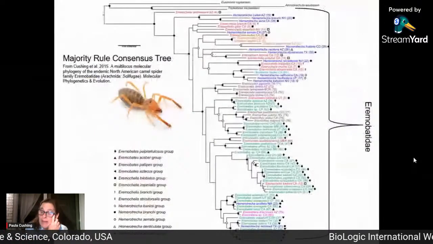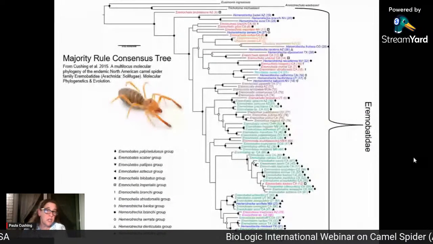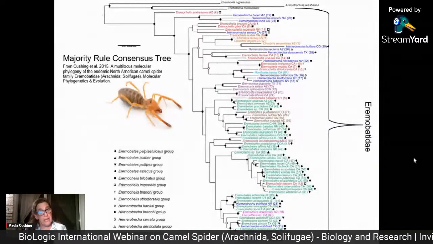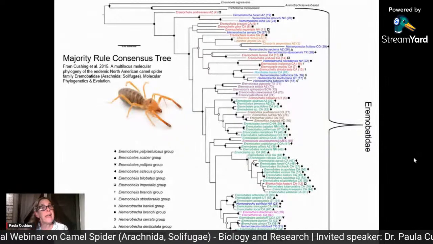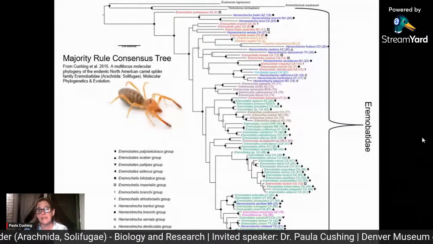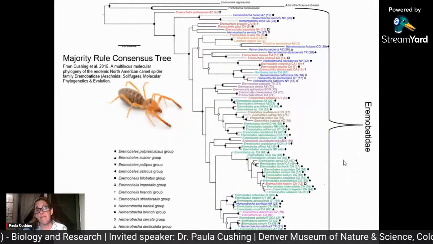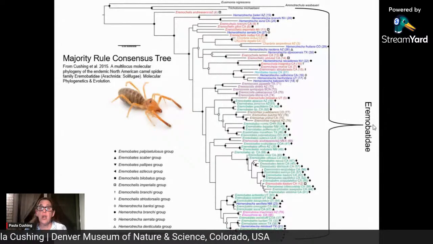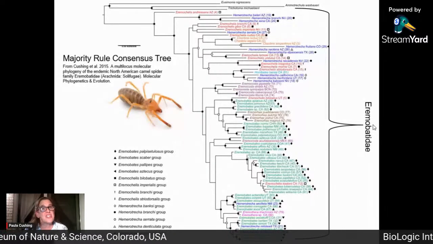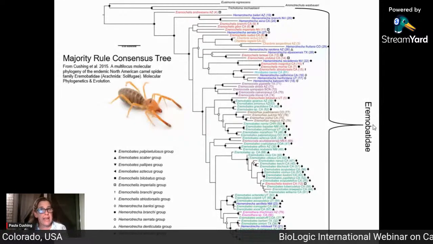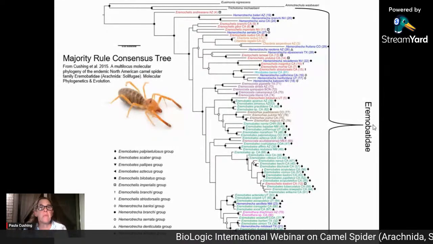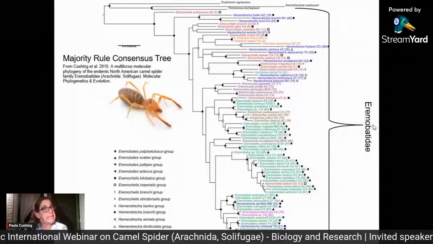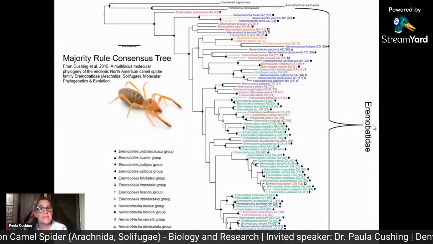In 2015, my lab used multi-locus DNA sequencing techniques to publish the first ever molecular phylogenetic analysis of any of the 12 families. So we published an analysis using DNA sequencing of the family Eremobatidae. And the hypotheses we were testing in this analysis were whether or not the genera, there are 8 genera within the family Eremobatidae, 8 different genus groups, were well-supported monophyletic clades, evolutionary lineages, or not.